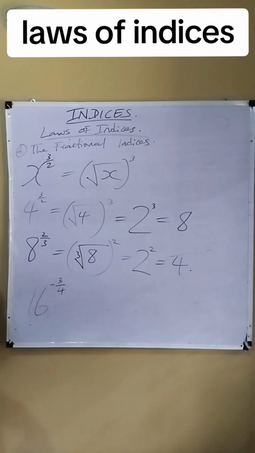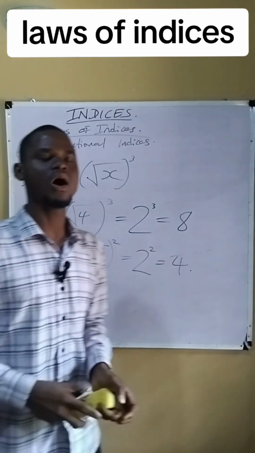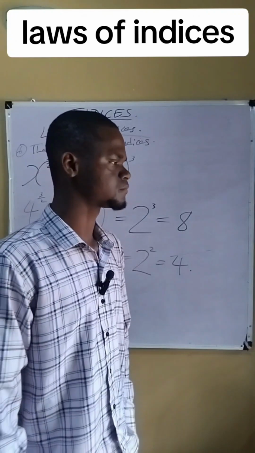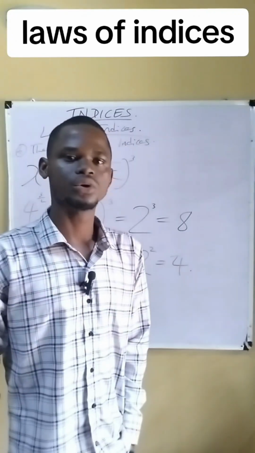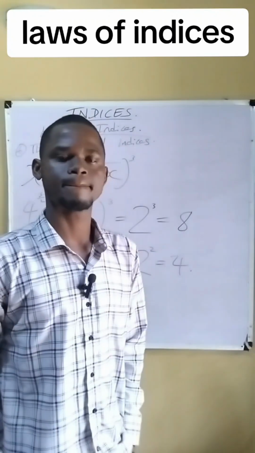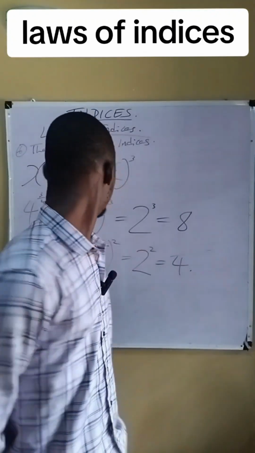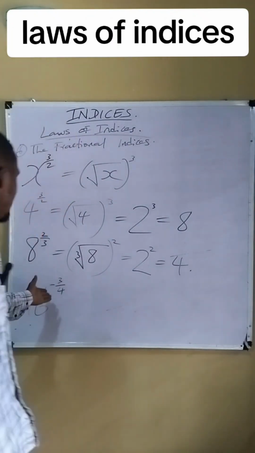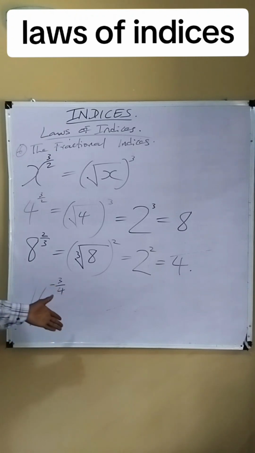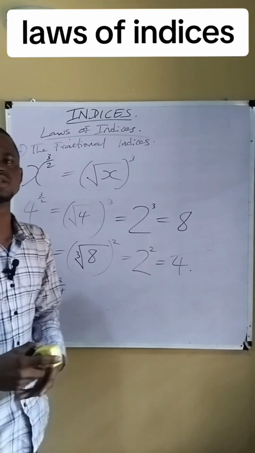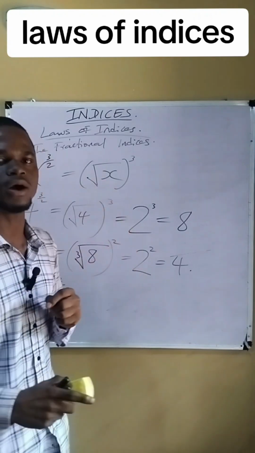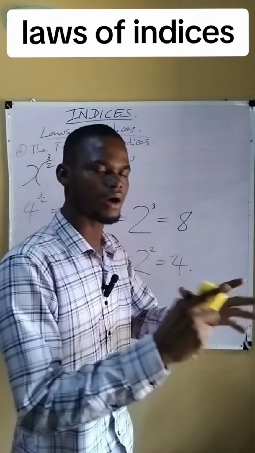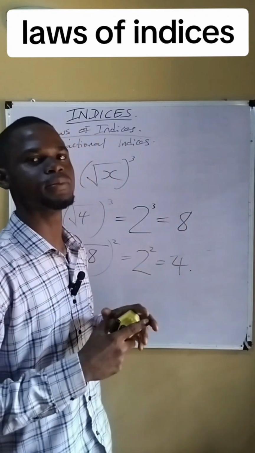Now, the first thing to do when you have something like this is to remove the negative sign. And how do you remove the negative sign? I treated this under the negative law of indices. You introduce 1 all over. And immediately you introduce 1 all over, what will happen? The negative sign will be eliminated.